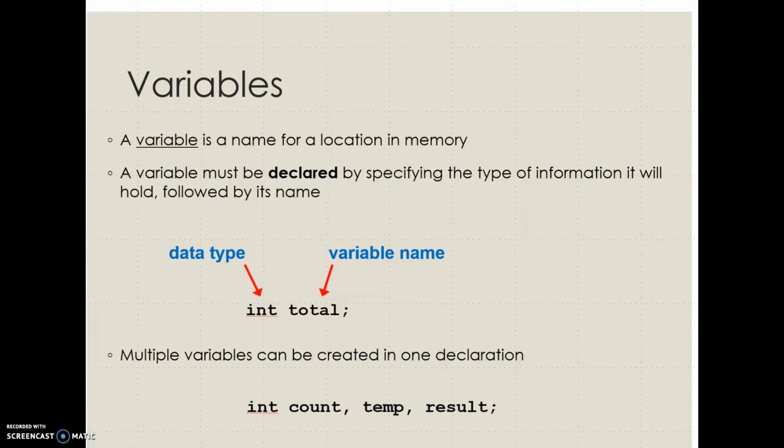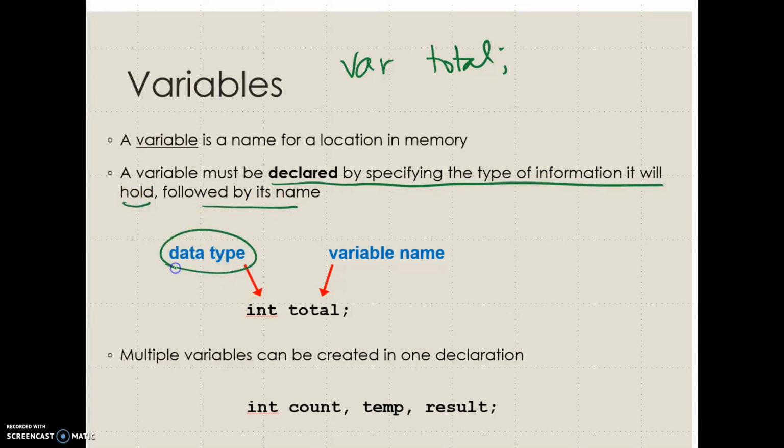Okay, so for classes that you might have learned about and other languages you might have learned, variables could have been loosely described by just saying, for example, var total. That's how you would do this in JavaScript. Well, Java is more picky, so to speak. Any variable must be declared by specifying the type of information it will hold, then its name.